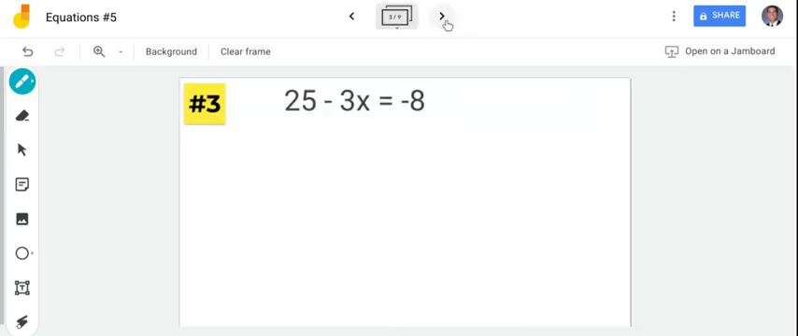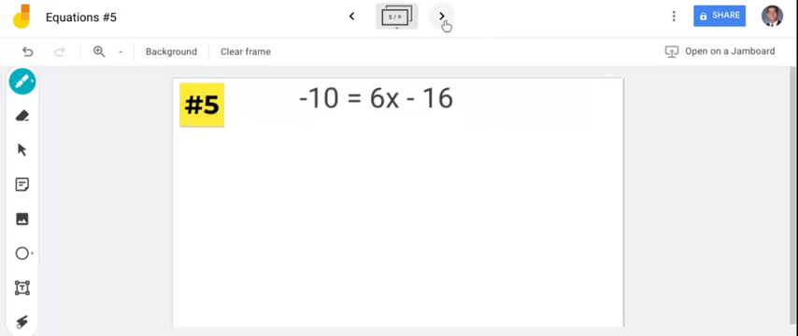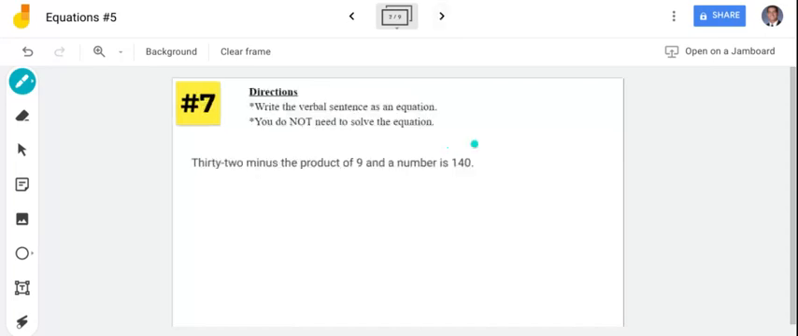Okay, 2, 3, 4, 5, and 6 are also equations you need to solve. Numbers 7 and 8, you're going to take the sentence and write an equation from the sentence. You do not need to solve the equation. So number 7, I have 32 minus the product of 9, and the number is 140. So I have 32. Then I have minus. I'm going to put a minus sign.